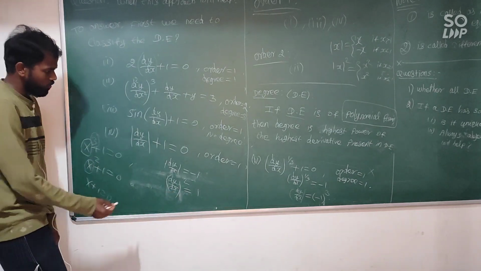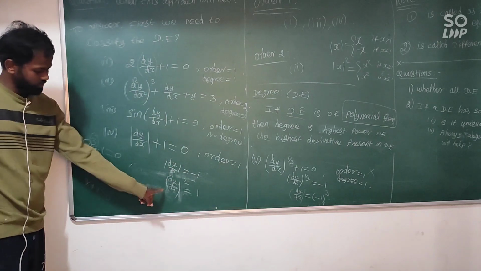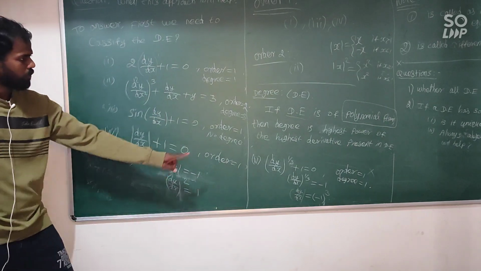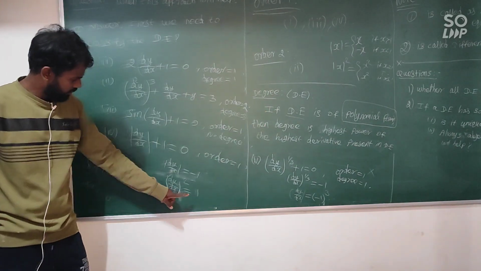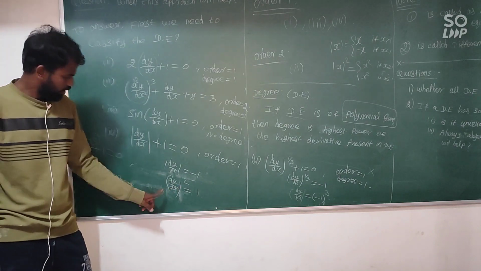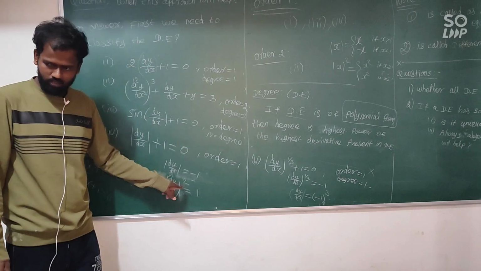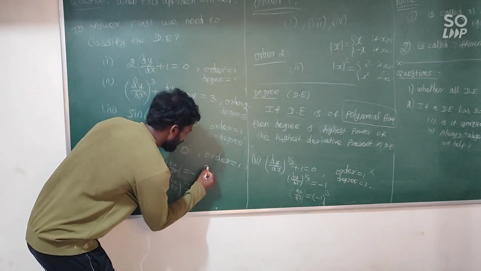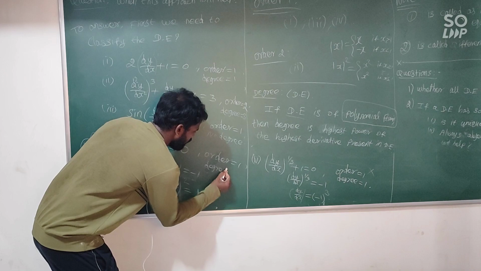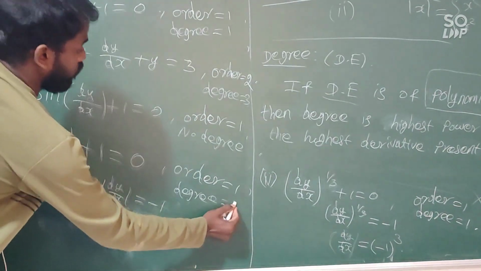So now you can tell what the order is, we already said 1. Now this is a differential equation. Is it of polynomial form? Yes. You can put it so. That means what is the degree of this one? 2. The highest derivative whose power? 2. So that means here the degree is 2. Oh sorry, 2.